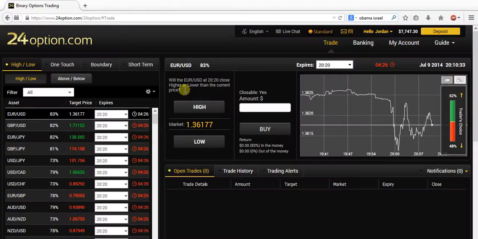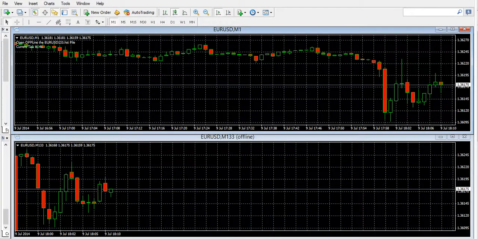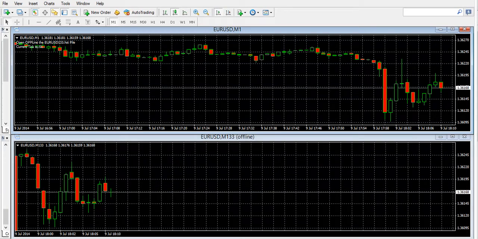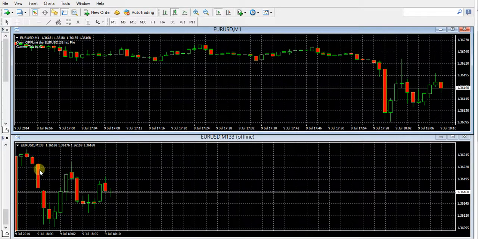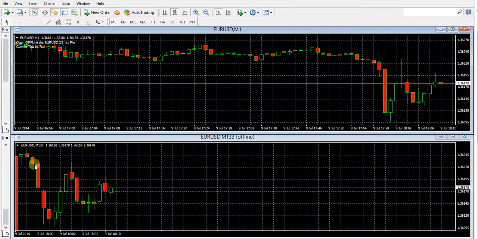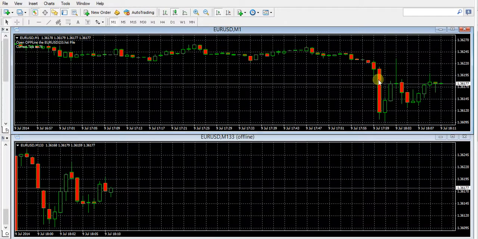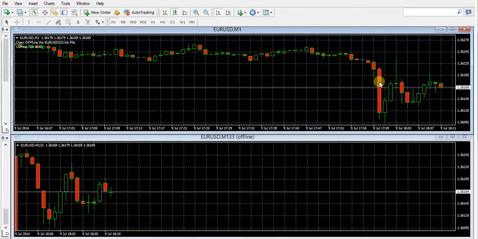So I have here my 24 options account ready for me to trade. I'm going to make a $500 trade. But I'm not going to make the trade, obviously, until I have confirmation of the trend. And what do I mean again by confirmation of the trend? You're looking for the same production and the same development of candlesticks, both in the 133 tick chart and also in the M1 60-second candlestick chart.